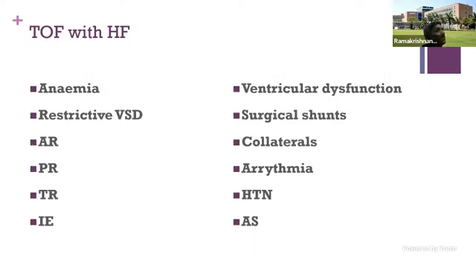Another commonly asked question is, when does tetralogy develop heart failure? I think tetralogies don't have heart failure, no cardiomegaly, no heart failure. The most common reason is anemia, and the most common structural lesion is restrictive VSD. The rest of them are rare, including TOF with AR, TOF with PR, TOF with TR, infective endocarditis, ventricular dysfunction, surgical shunts, collaterals, arrhythmias, hypertension, and AS. Possibly this is the order that you should follow. Most often when we ask this question, the first thing that comes from a resident is collaterals. Collaterals are extremely rare for TOF to produce heart failure.